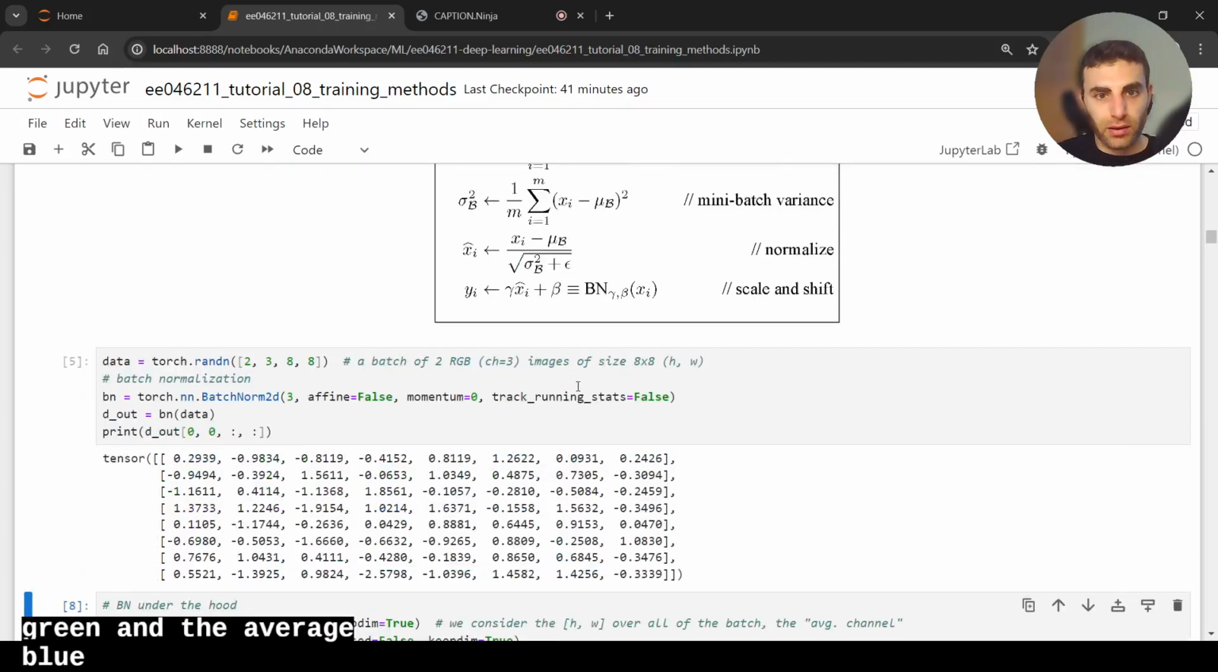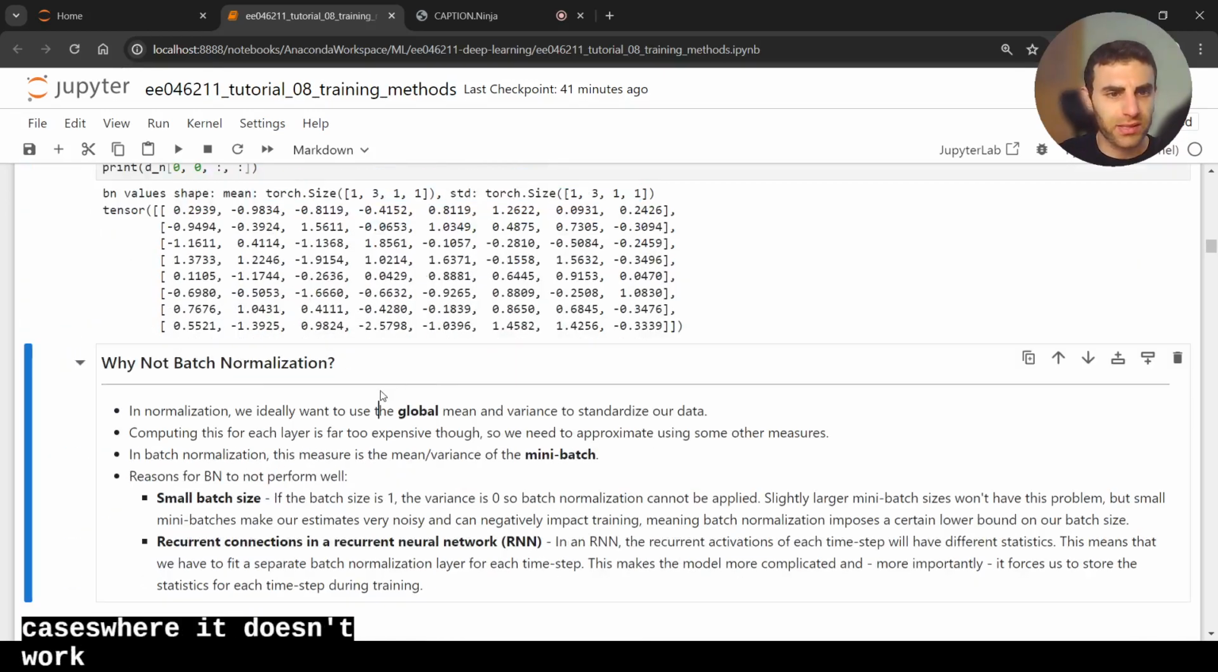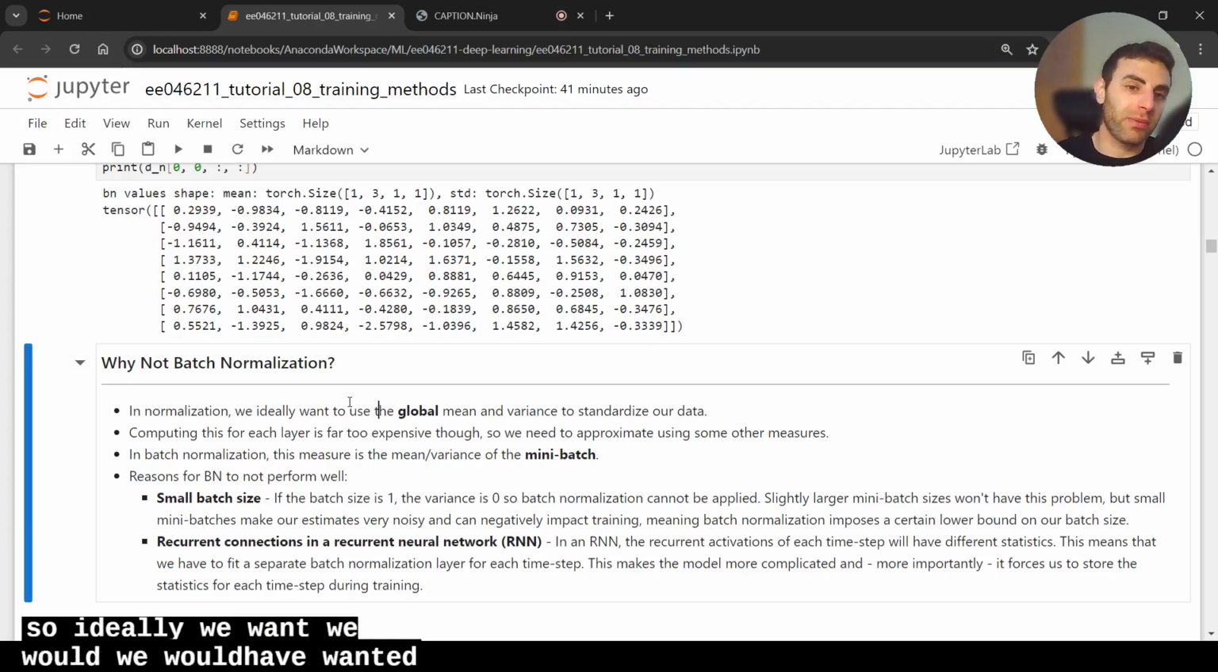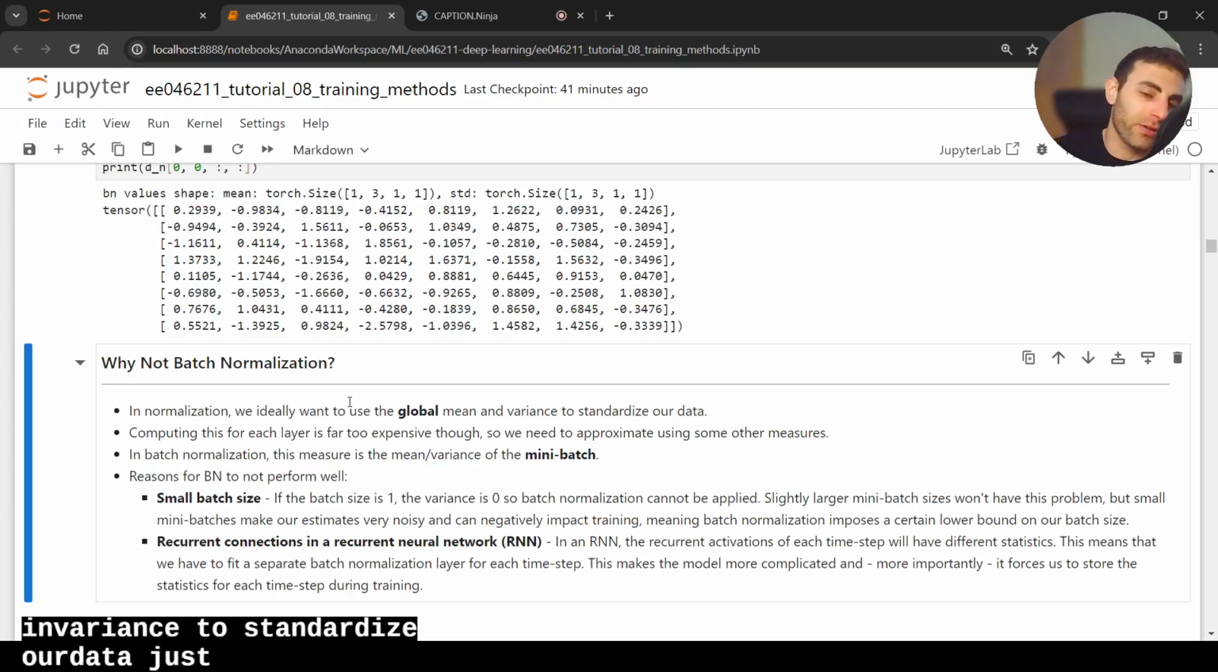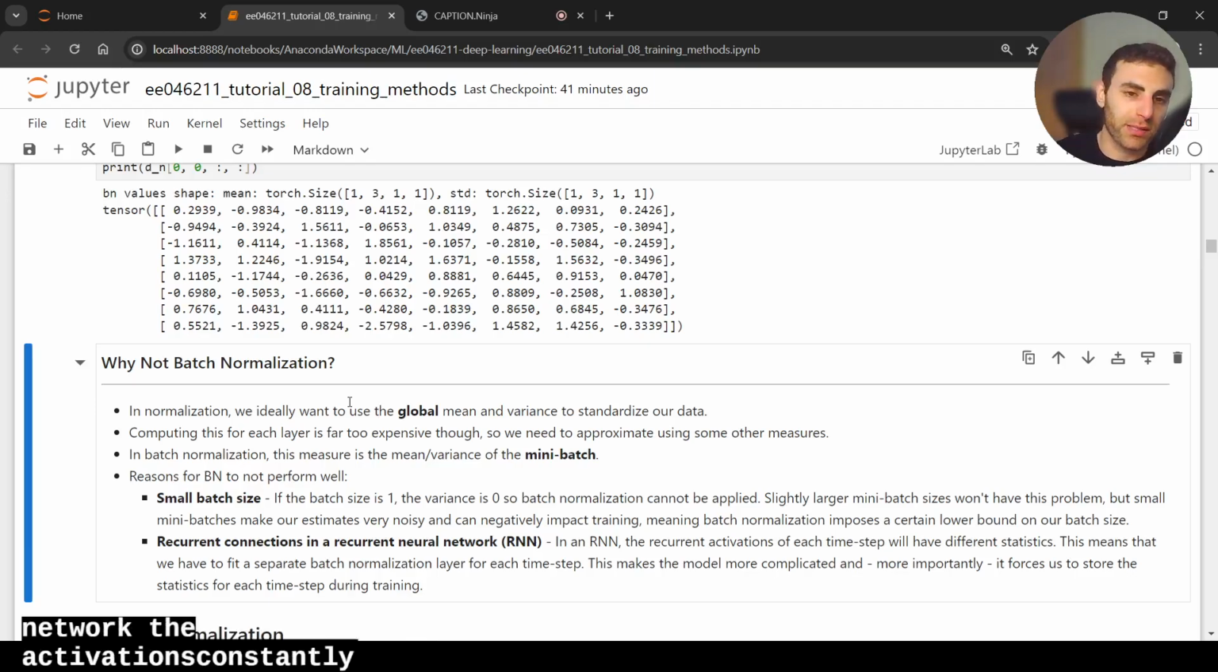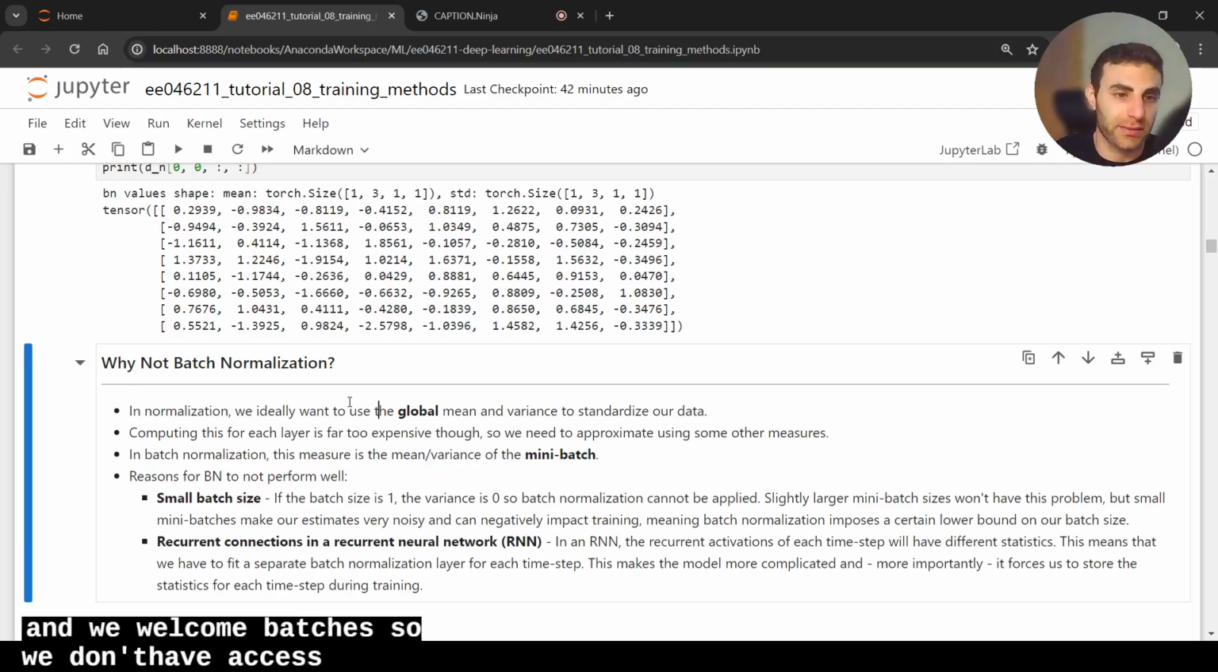Great. And it works really well usually, but there are cases where it doesn't work well. So let's understand when we should use batch norm and when not. Ideally, we would have wanted the global mean and variance to standardize our data, just like we did on the input. On the input, we have access to the entire data set, and the input does not change over time because there's nothing learned there. So we could do this global standardization or normalization. But between the layers or inside the network, the activations constantly change between iterations because the weights are updated. And we work on batches, so we don't have access to the entire dataset.